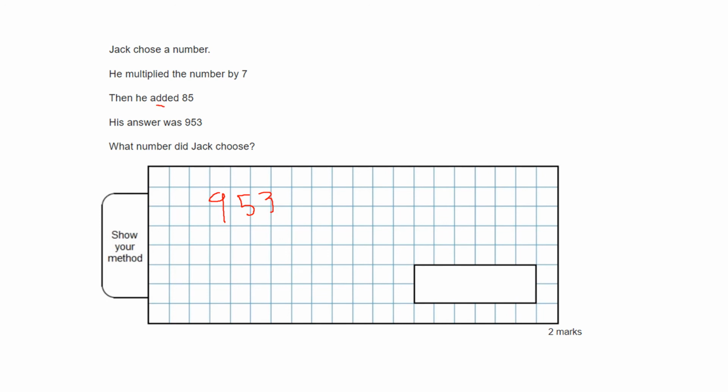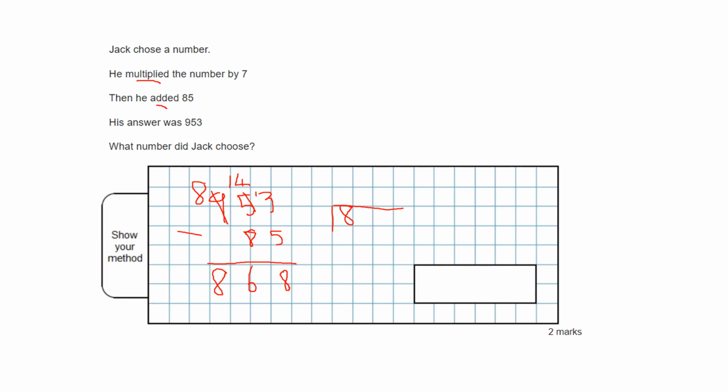Instead of adding 85, I'm going to take it away. Three take away 5, I know I can't do. So I'm going to take from the 5, turn that to a 4. 13 take away 5 is 8. 4 take away 8, I can't do. So I'm going to do 14 take away 8, which leaves me with 6, and 8 take away nothing is 8. And instead of multiplying the number by 7, I am then going to divide.